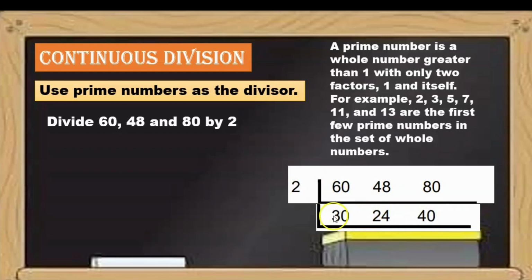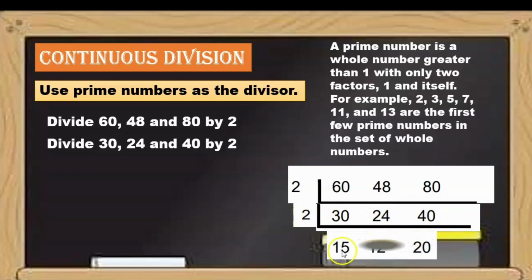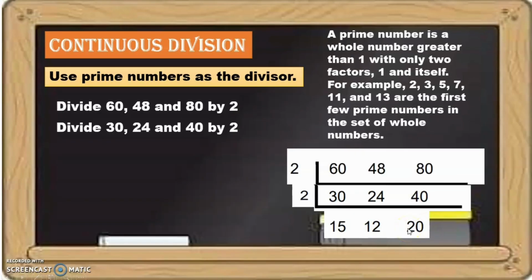And then, again, mag-iisip ulit tayo ng prime number na pwedeng makadivide sa kanila. Itong natirang ito, itong mga sagot. And that is 2 again. So, divide 30, 24, and 40 by 2. 30 divided by 2 is 15. 24 divided by 2 is 12. 40 divided by 2 is 20.